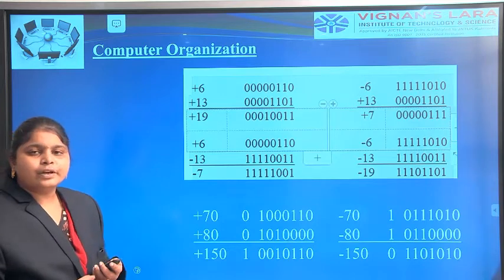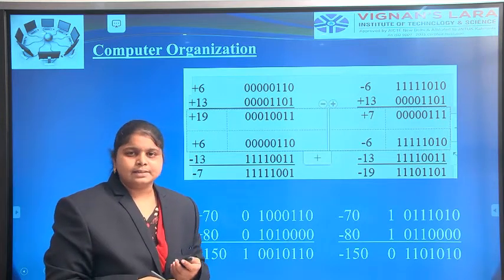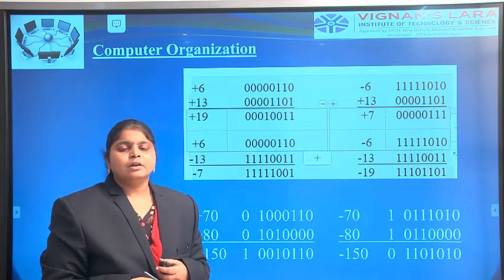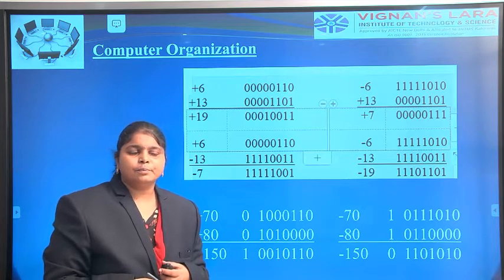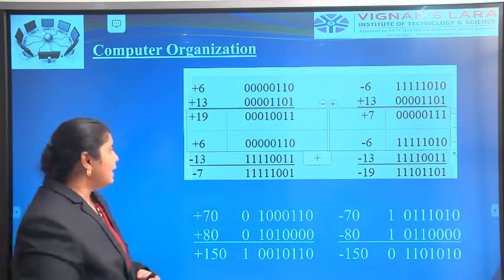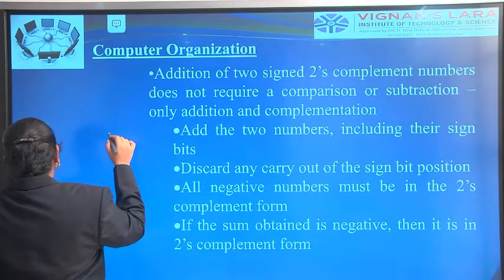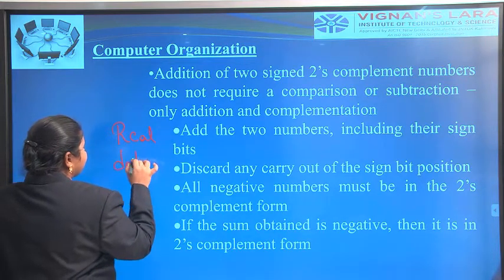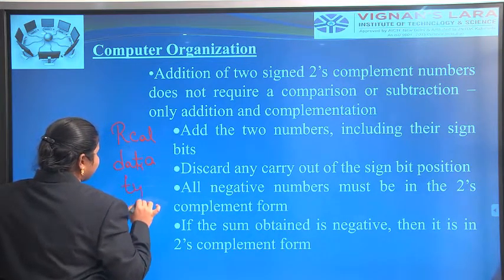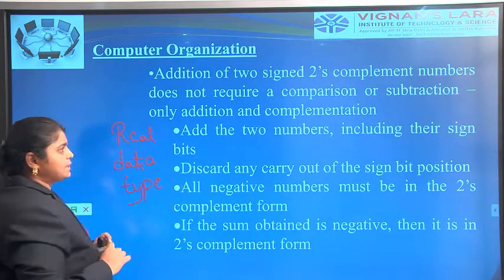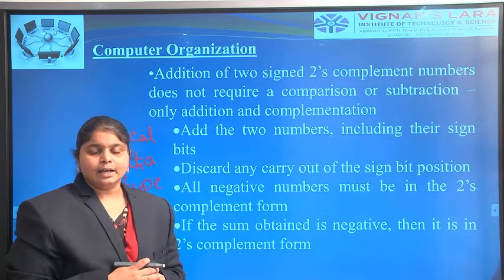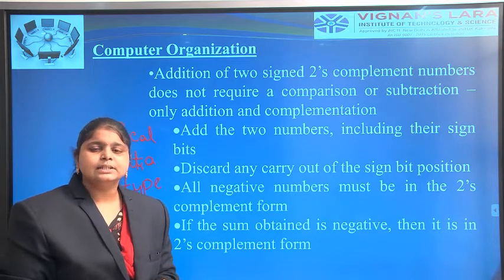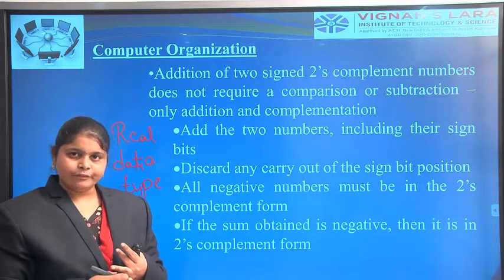Okay. In today's class, what we discussed: we have two distinct point representations. One is fixed point representation and another one is floating point representation. First of all, what is fixed point representation? Fixed point representation is also called the real data type. It can be used for fraction values or integers, decimals, binary numbers, octal numbers and hexadecimal numbers.